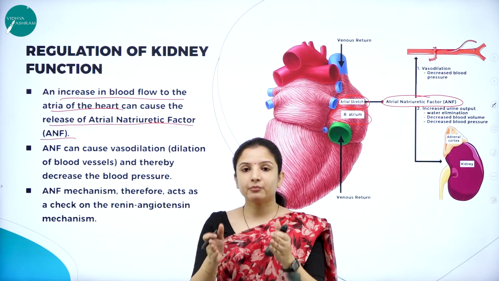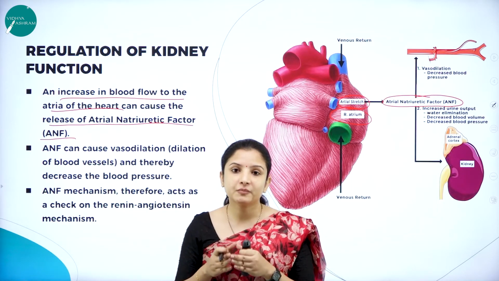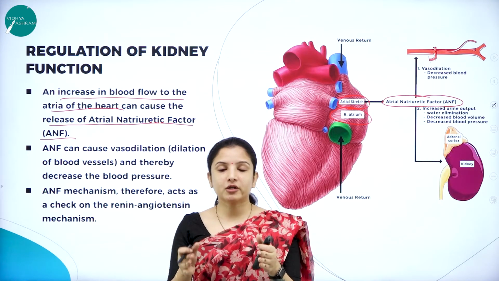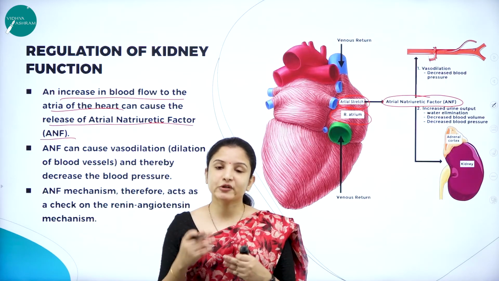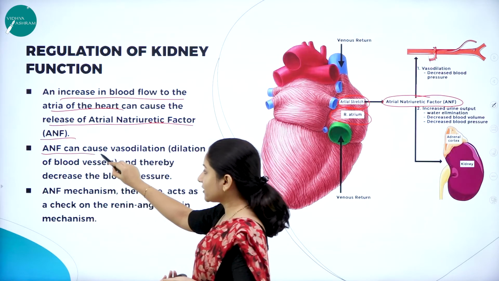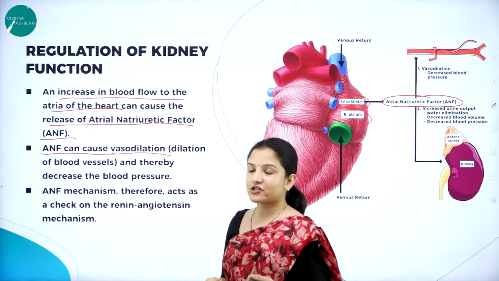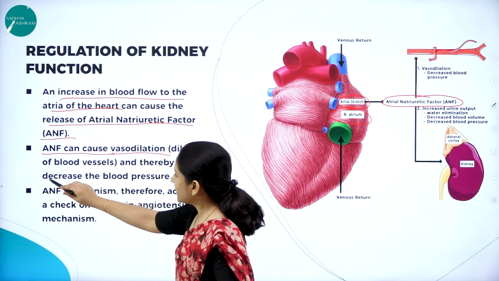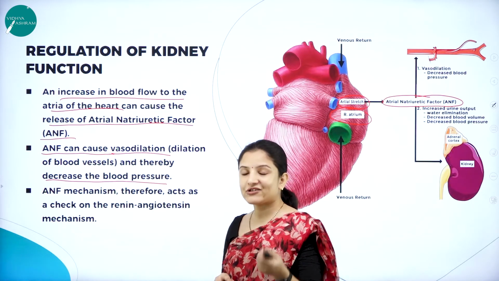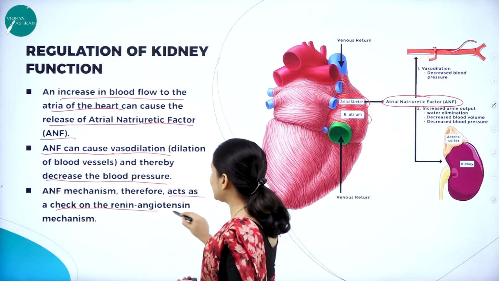Because we should always remember, when the blood vessels get narrower, the blood pressure increases because the flow of the blood will get slowed down. And when the blood vessels become broader, the blood pressure decreases because the flow of the blood will be proper there. So that is the reason. And therefore this atrial natriuretic factor causes vasodilation, that is dilation of the blood vessels, and thereby it decreases the blood pressure. And apart from that, this particular atrial natriuretic mechanism acts as a check on the renin-angiotensin mechanism.